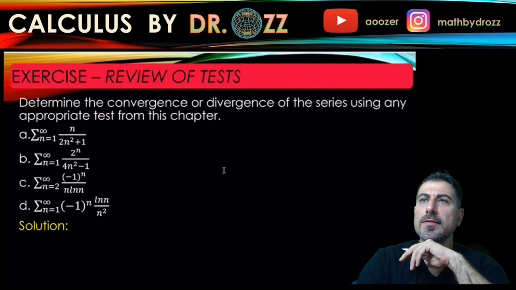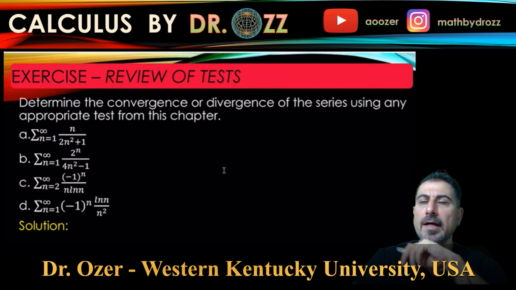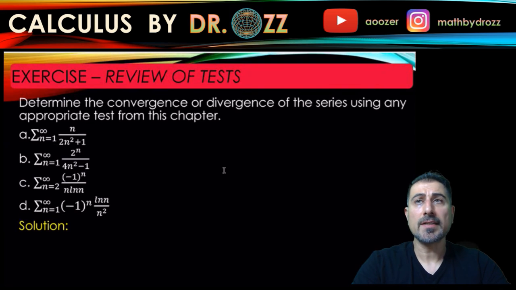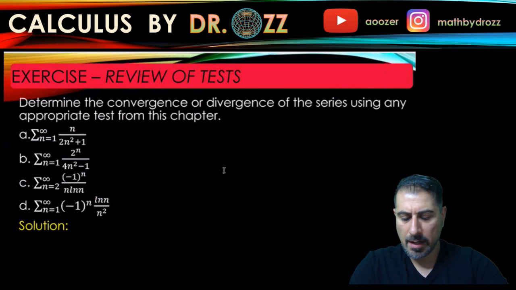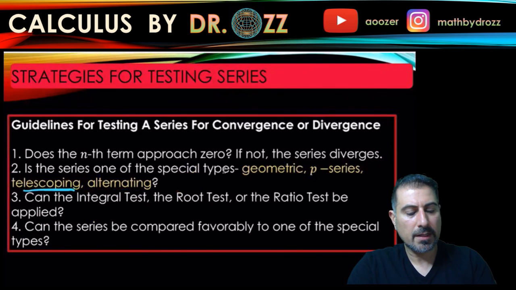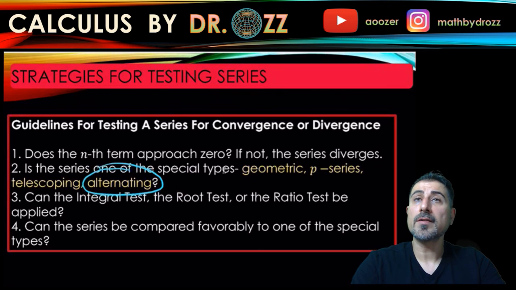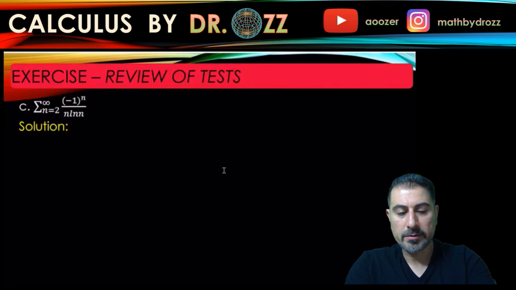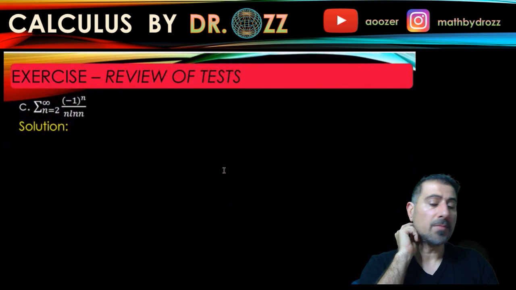All right, let's look at part C. You have (-1)^n over n ln n. Well, that's an alternating series. I mean, I can go through the guidelines here. I can give tries for other cases, but here in the second guideline, in the second item here, I have the alternating part. The answer is yes. So I want to go ahead and then apply the alternating series test for this problem.